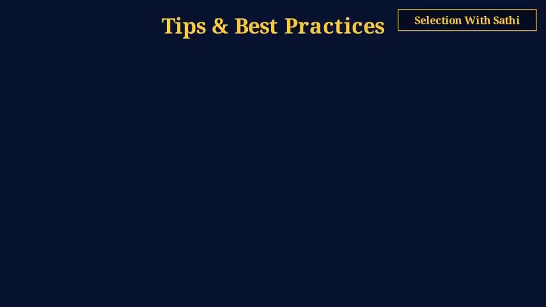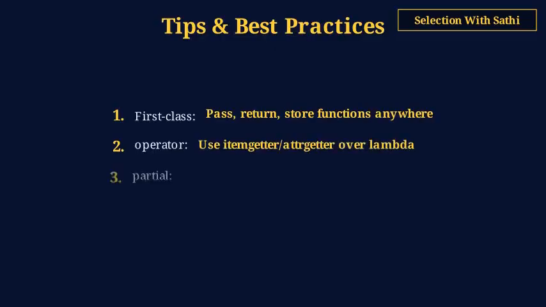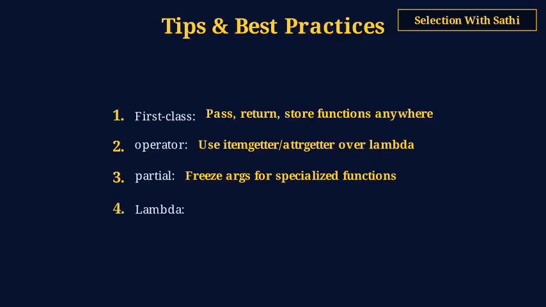Key tips to remember. Functions are first-class objects, pass, return, and store them anywhere. Use the operator module instead of simple lambdas for common operations. functools.partial freezes arguments to create specialized functions. Keep lambdas simple. If it needs more than one expression, use a named def.